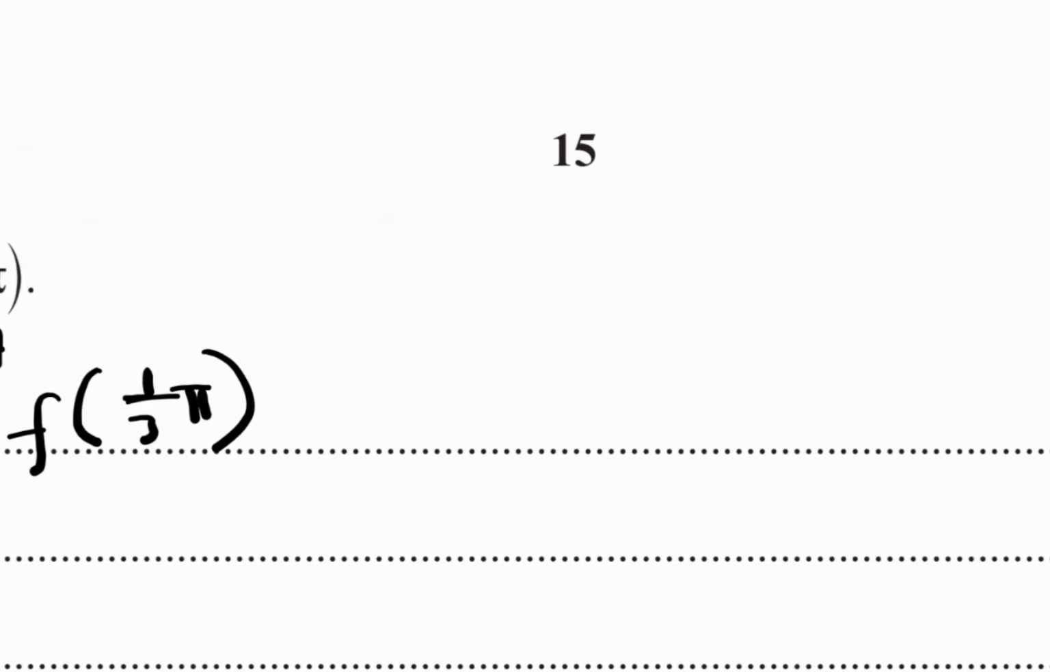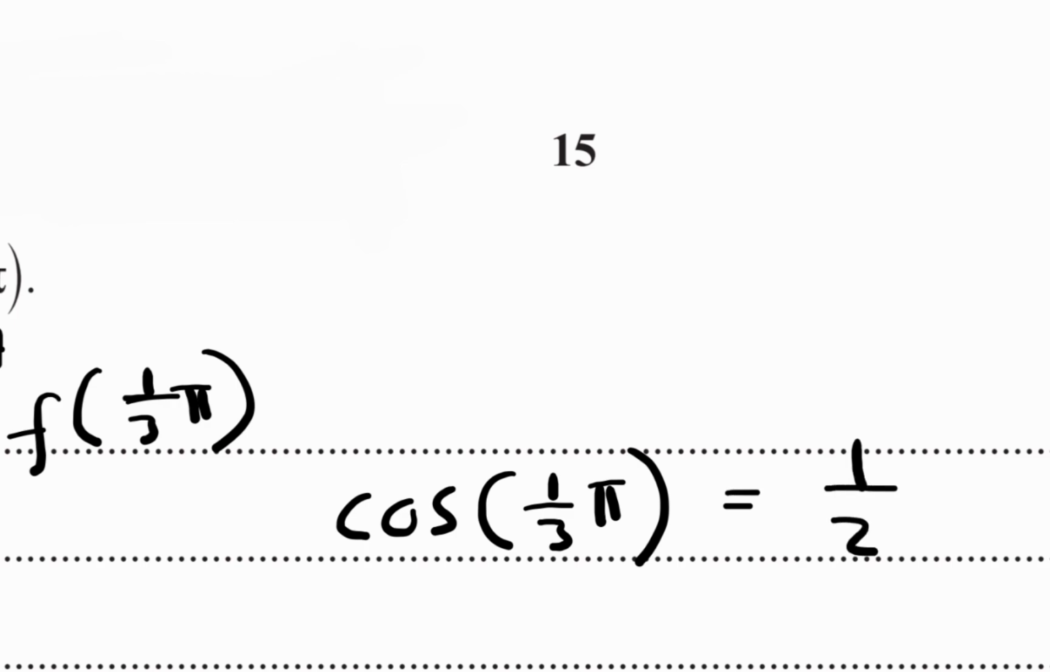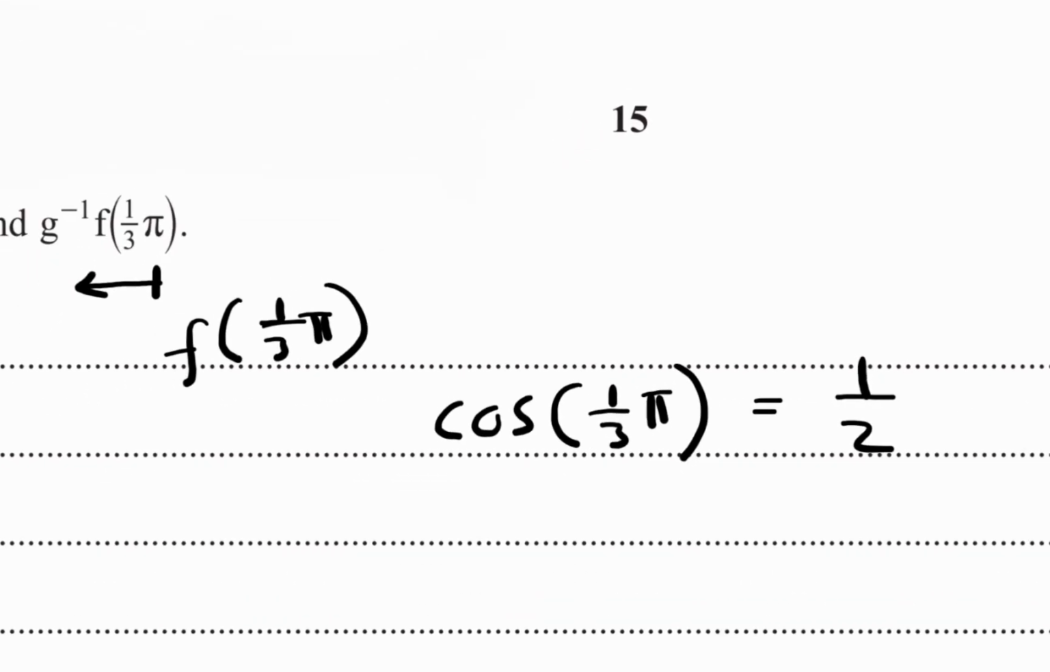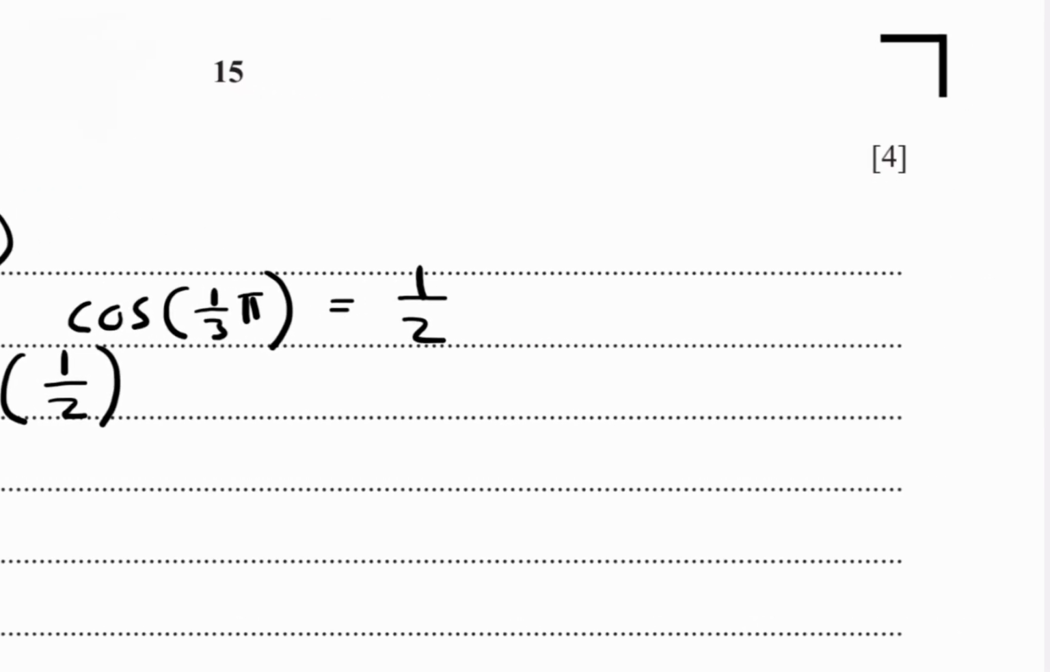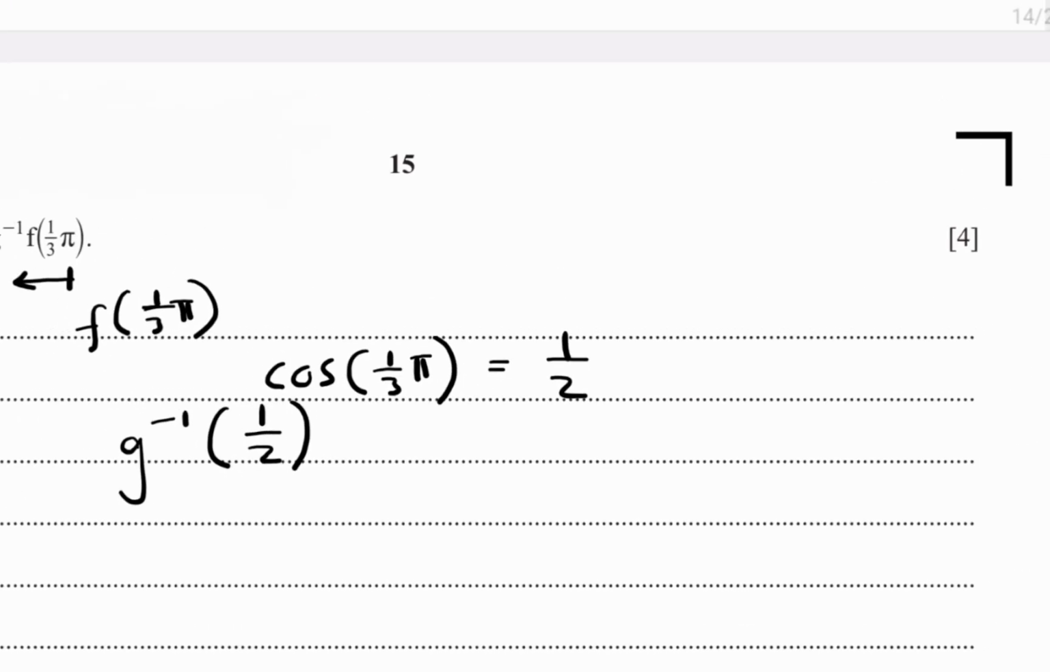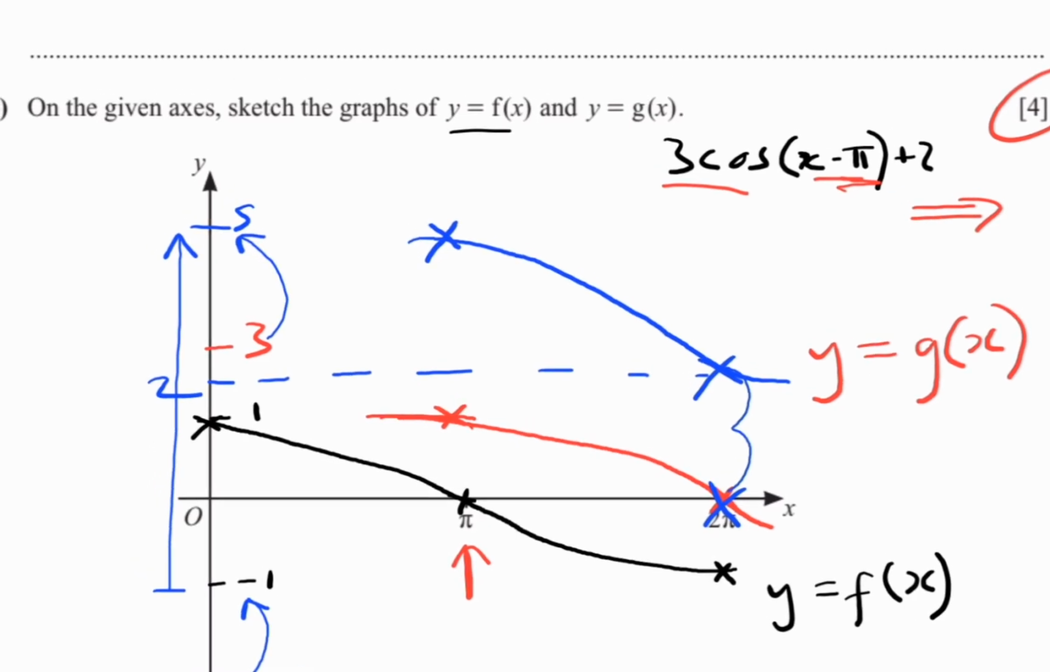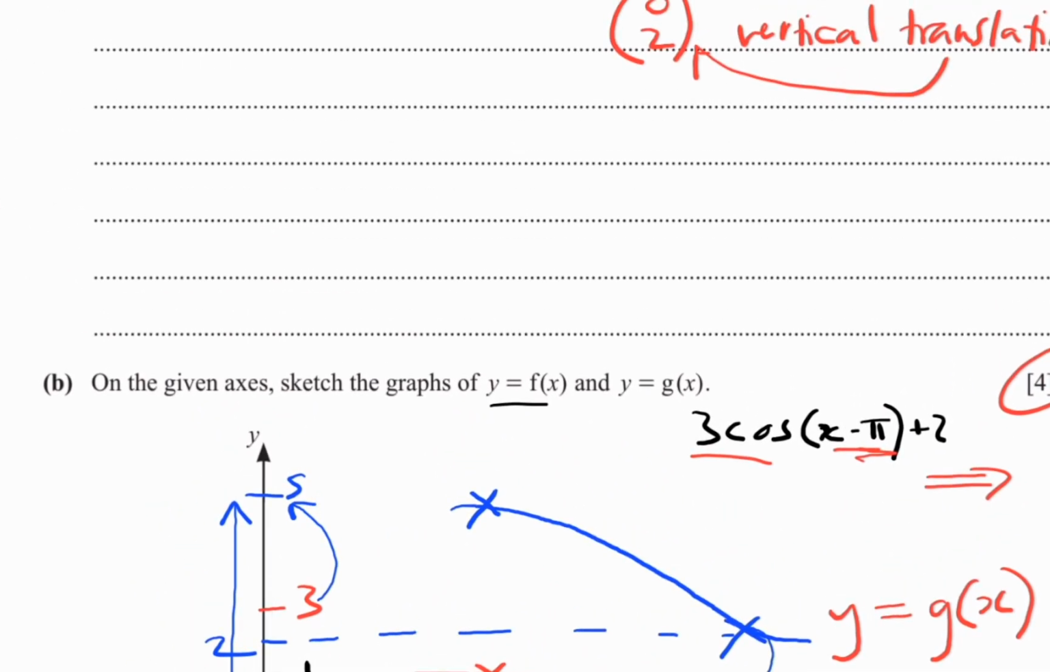F a third pi, we know f is cos x, so if it's f a third pi, we are substituting x with 1/3 pi, so it'll be cos a third pi, right? And that gives us a half, right? So in other words, it's the inverse of g of x, substituting half for x, like that. But now we need g of x. We need g of x so that we can get its inverse.